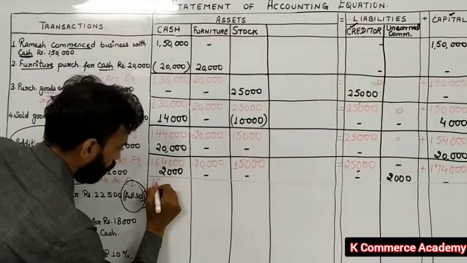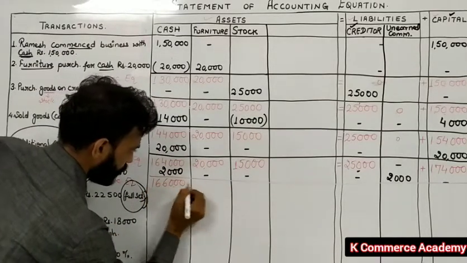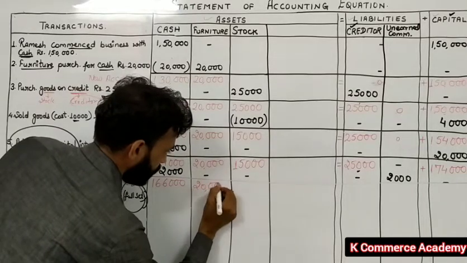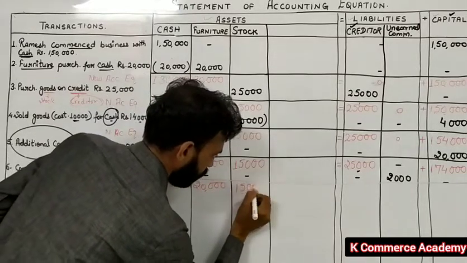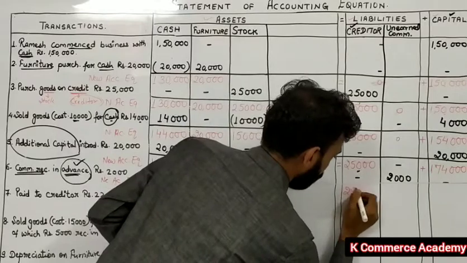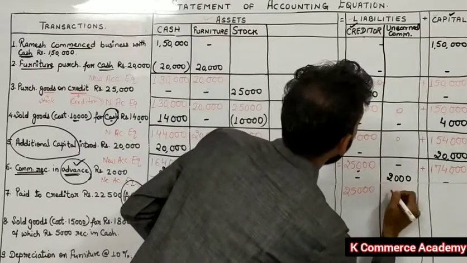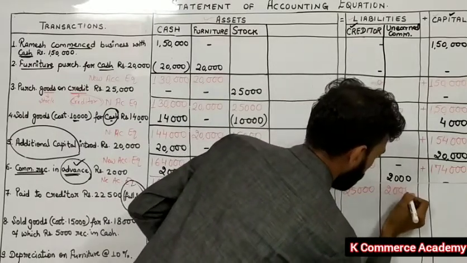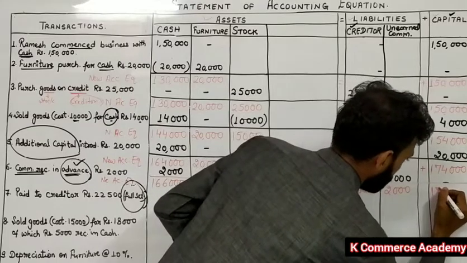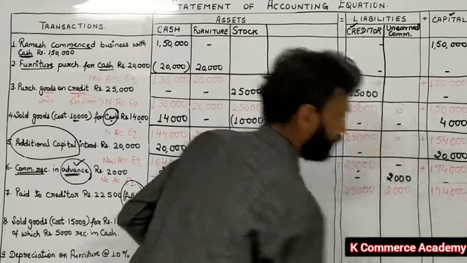So now we have 1,66,000 as cash. We do have 20,000 as furniture. We have 15,000 for stock. We have 25,000 for creditors, and we have 2,000 for unearned commission, and we do have 1,74,000 as capital.